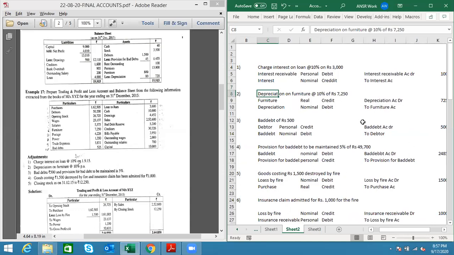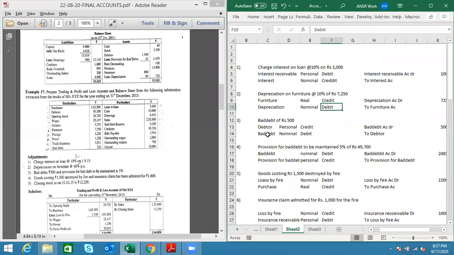Perfect. Now let's go to depreciation on furniture, and it was very simple. One aspect was furniture, and another was depreciation. Furniture is a real account, depreciation is a nominal account. Real account: debit what comes in, credit what goes out. Nominal account: debit all expenses and losses, credit all incomes and gains. Even though furniture is not going out, a portion of the furniture is reducing. A portion of the furniture we are losing because of wear and tear, and because of that we assume that it is going out, and it is a credit. Depreciation is an expense, so debit. So depreciation account debit to furniture account, 10% of 7,250, which is 725.